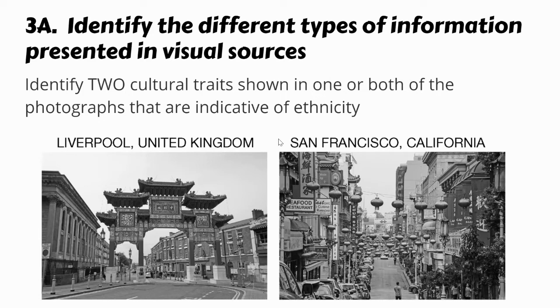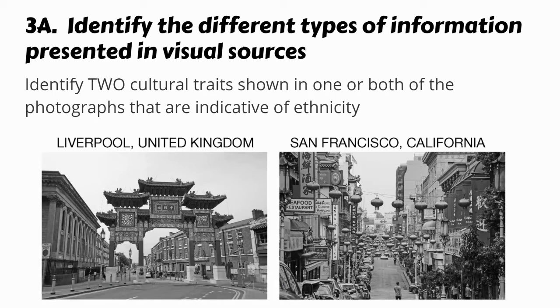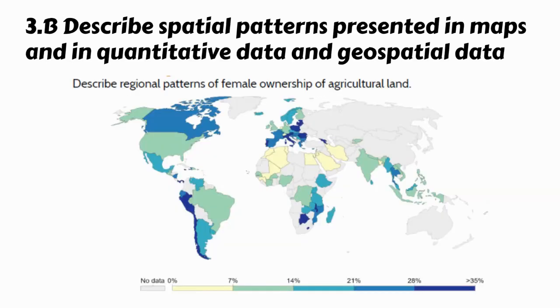You literally have to look at the images and say, oh, look, there's language. That's a cultural trait. The lanterns, that's a cultural trait. This big gate, that's a cultural trait. So I don't know why they wouldn't use it, but I'm just going to go with the experts, although I do so tentatively. 3B is one that we've been practicing forever and a day right now with your 4-level analysis. So I'm not even going to say anything about this. I'm just going to read it and move on. So now you're describing the spatial patterns presented in maps and quantitative data and geospatial data.